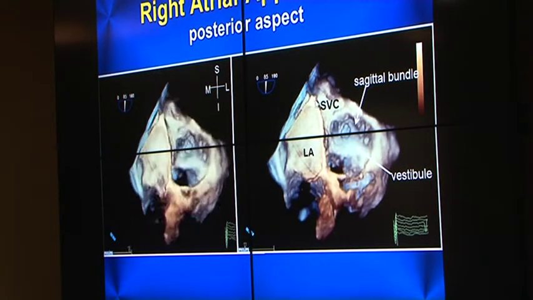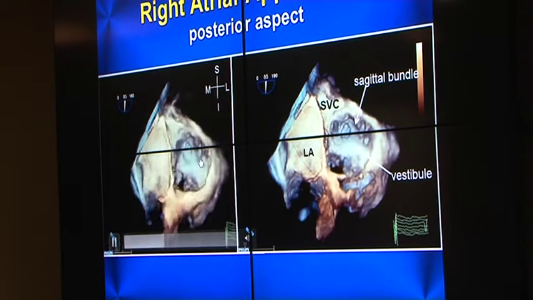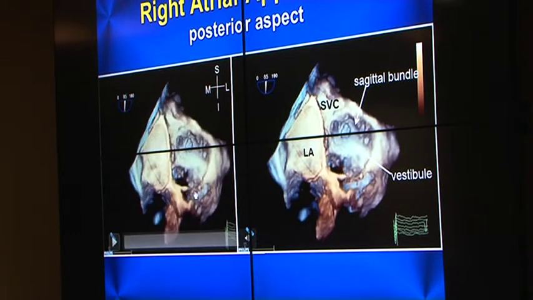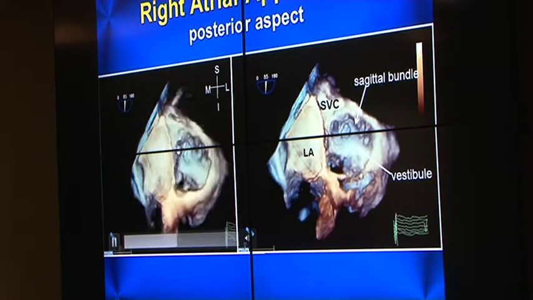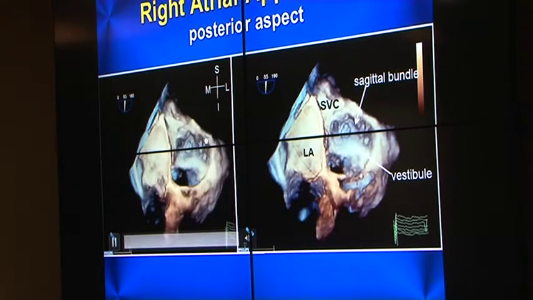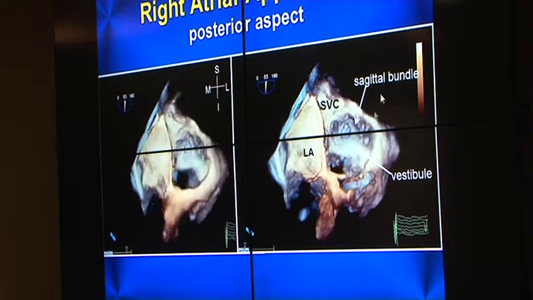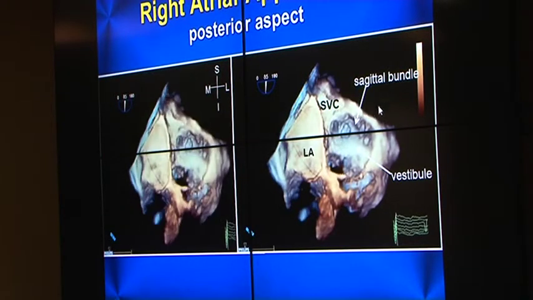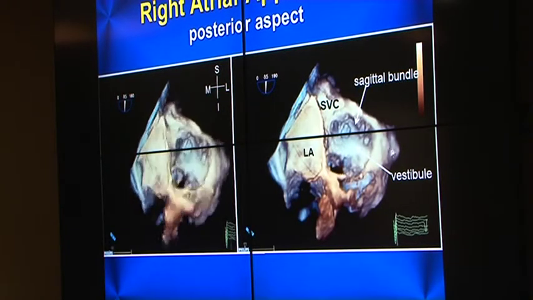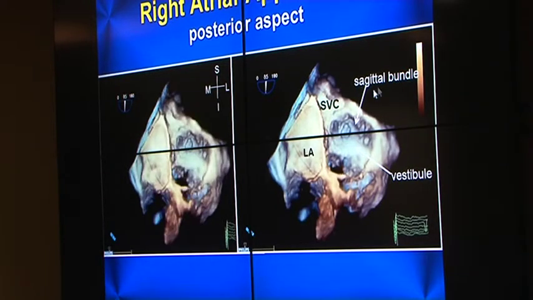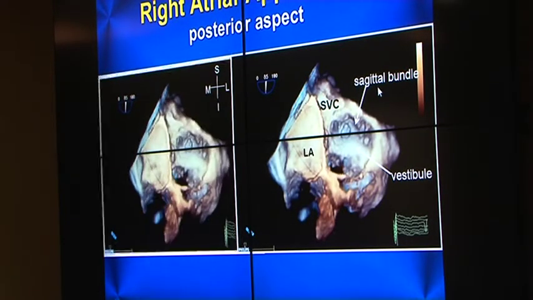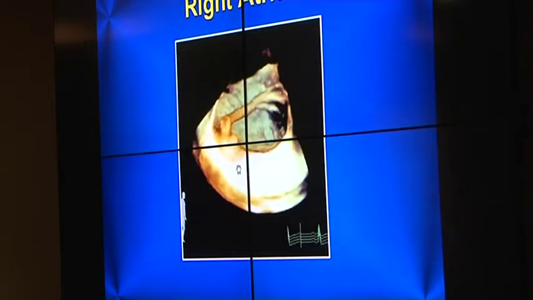The right atrial appendage can be visualized if we half crop the posterior portion. So now we get back and look from the posterior aspect to the front. And here you can see this trabeculated right atrial appendage. And the most important anatomical structure is the sagittal bundle. Again, it is important for the arrhythmologist because some special forms of arrhythmia can originate from there.